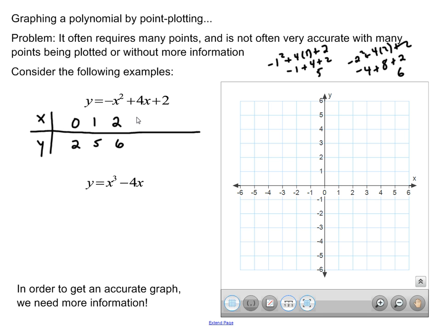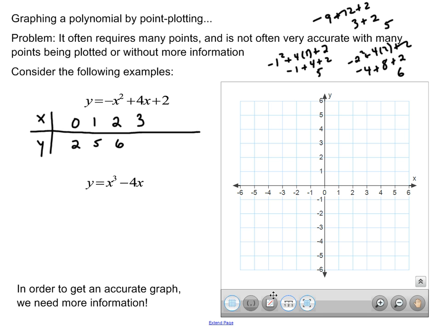Let's try one more. Let's try to see what happens with 3. If we put in 3, we're going to get negative 9. I'm going to write this up here. Negative 9, right? 3 squared plus 4 times 3, so that's plus 12 plus 2. And then we're going to get negative 9 plus 12, which we know to be 3 plus 2. So now we're at 5. What is going on here?